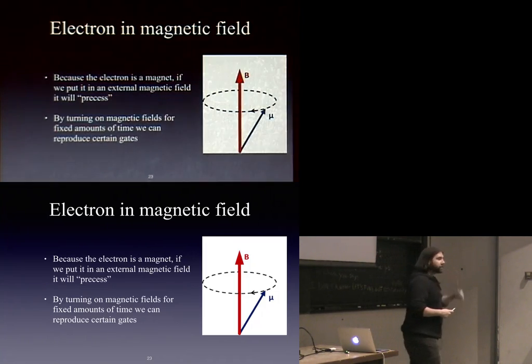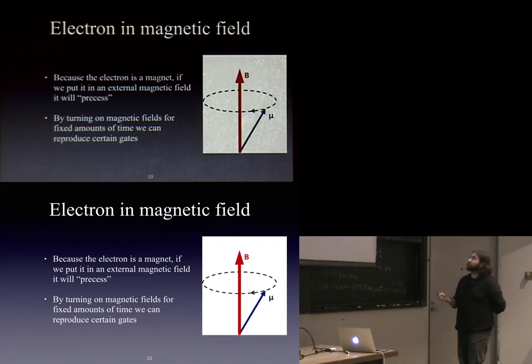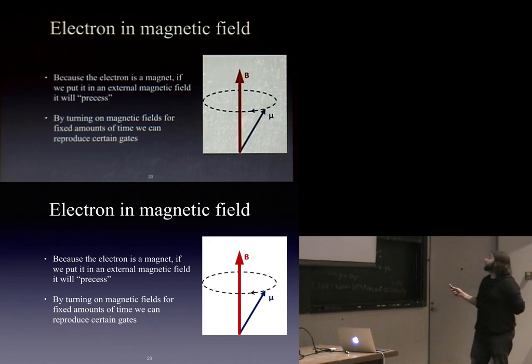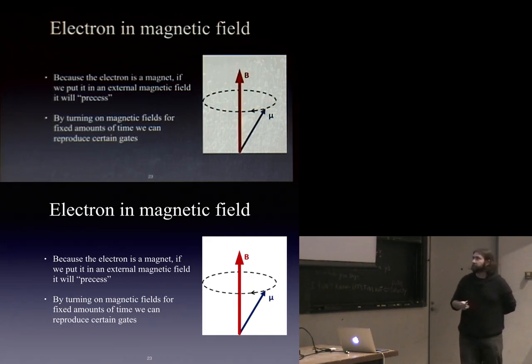Well, using this analogy of electrons behaving like magnets, because an electron is a magnet, if you put it in an external magnetic field, it will precess. So here's basically the picture. Mu is the magnetic orientation of the electron. B is an applied magnetic field. If I have this electron and it's not allowed to move, the orientation or the spin of the electron, the direction in which its magnet is pointing, will precess around the magnetic field at the cyclotron frequency, which is a frequency we discussed previously. It's something that's known very well.